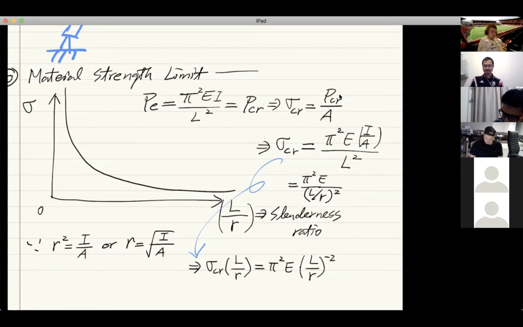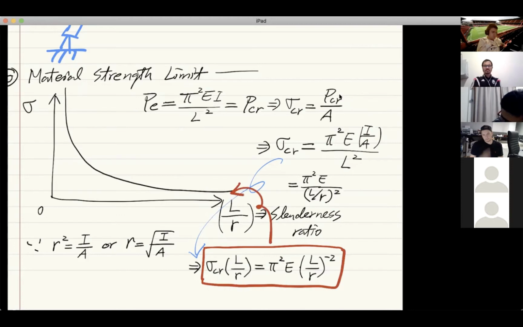So this is how we got this curve. This curve is theoretically derived. It's not just experimentally obtained. Experimentally, we obtain those points. This curve is theoretically derived, which is for this curve here.